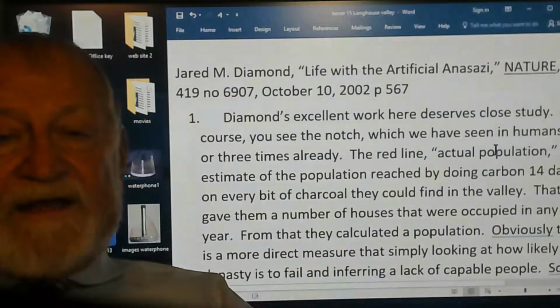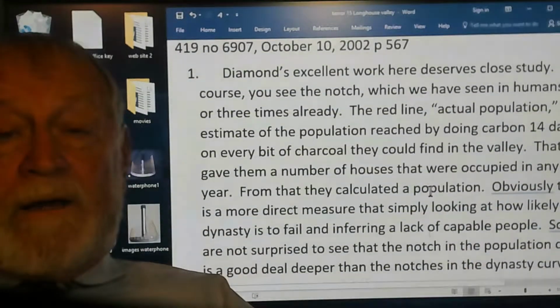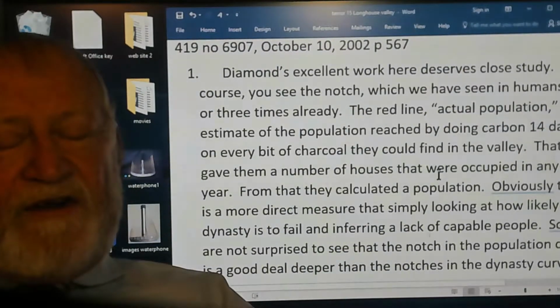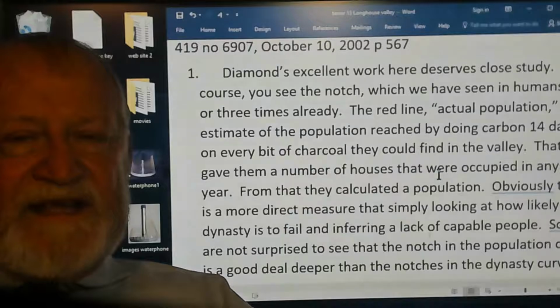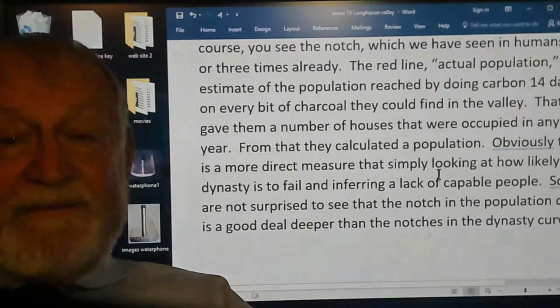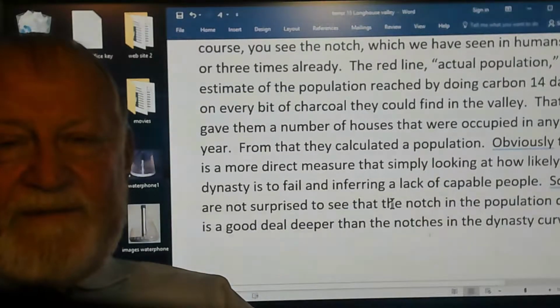What is called actual population is the fireplace count, of course. The population measured this way is far better than just estimating population size by chance of collapsing on the assumption that things collapse because you don't have enough capable people. They really did see where people were eating and how many places were cooking food.